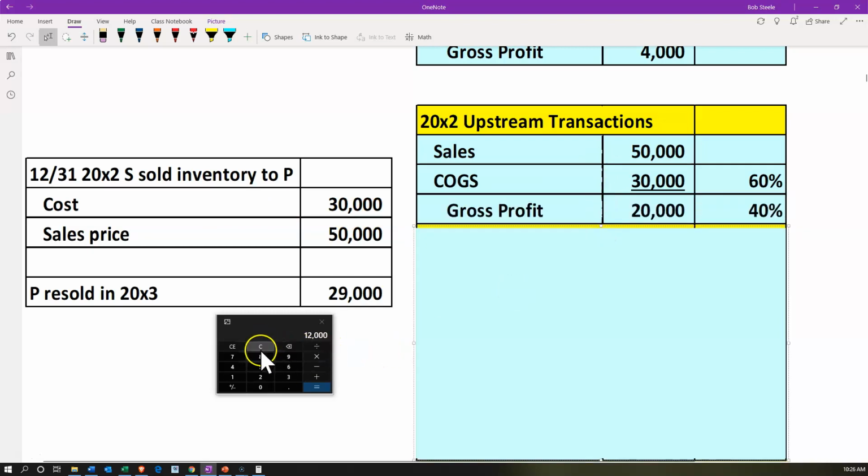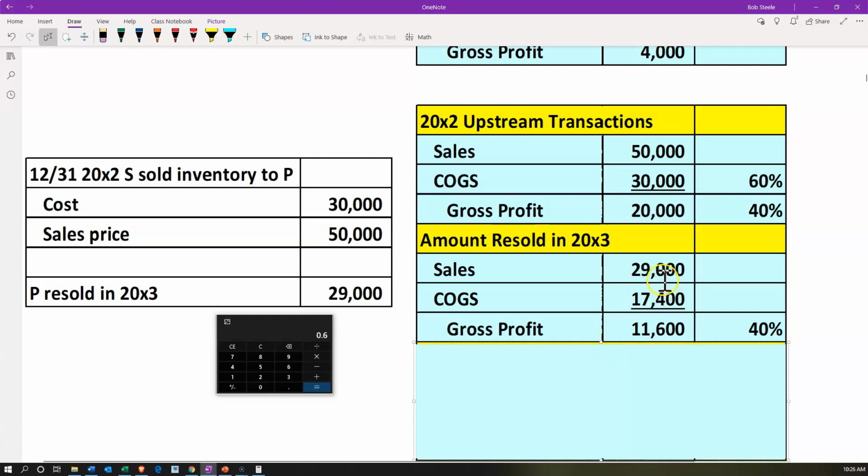Difference, 20,000. That 20,000 divided by the 50,000 is 40%. And if we take the 30,000 divided by 50,000, that's going to be the 60%. All right, same kind of process here. We had the amount that was resold.